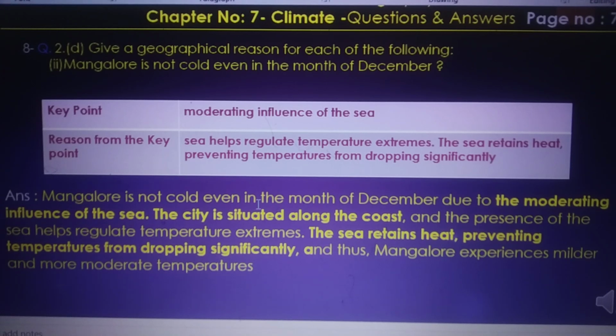Mangalore is not cold even in the month of December due to the moderating influence of the sea. The city is situated along the coast, and the presence of the sea helps regulate temperature extremes. The sea retains heat, preventing the temperature from dropping significantly, and thus Mangalore experiences milder and more moderate temperatures.